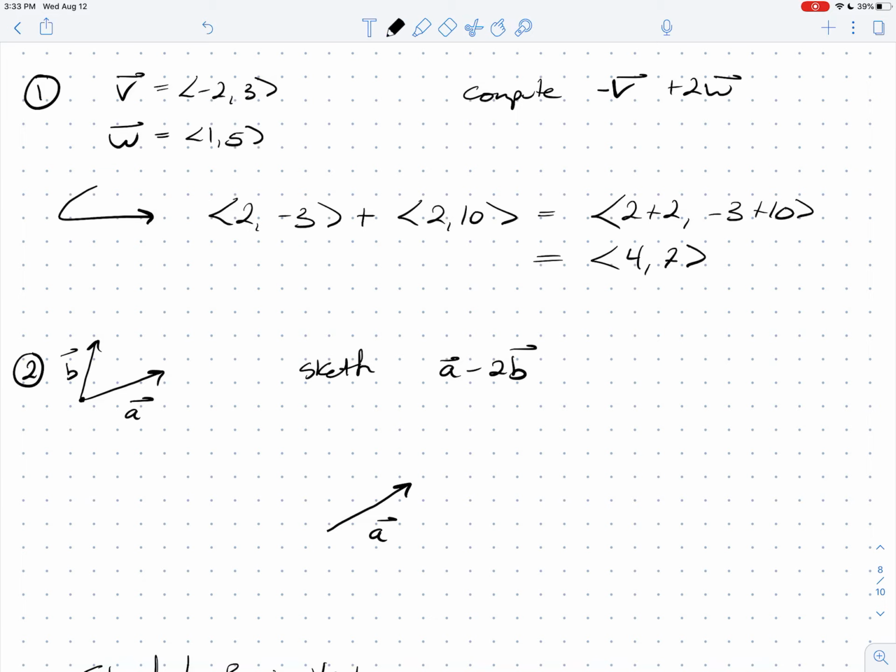Okay, so let's go ahead and start by sketching 2b. All right, I'll show you two different ways of doing this. So 2b, just twice as long as b, so it's going to look something like that probably. And now I know that the difference, a minus 2b, is going to go from one of these heads of the vectors to the other head, and you want to end up at the one that's positive. So a minus 2b is going to look just like that.